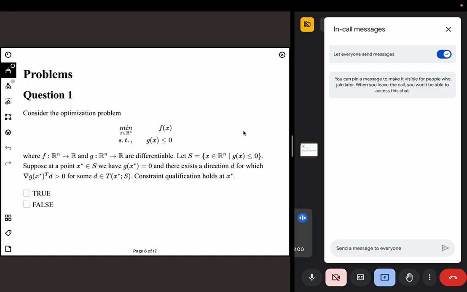Okay, then we'll quickly move on to the problems. These are some simple problems. It might not take that long, but you can just quickly go through them. So you have the normal optimization problem that we were discussing previously. So f and g are differentiable functions, and the set S is defined as a feasible domain. Now at a particular point x star, if you have g of x star equal to 0, and there exists a direction d for which grad g transpose d is greater than 0, for some d belonging to this tangent cone, does constraint qualification hold at x star? I mean, is it true or false? Will the constraint qualification hold or not?